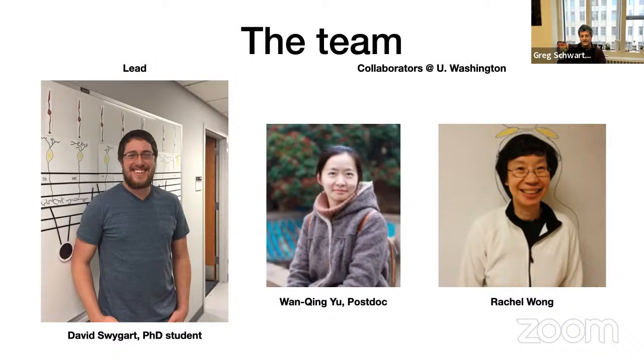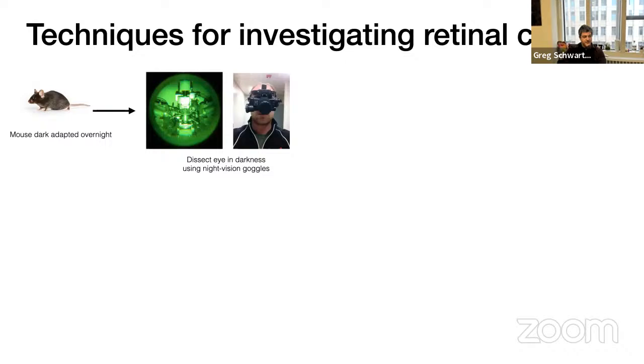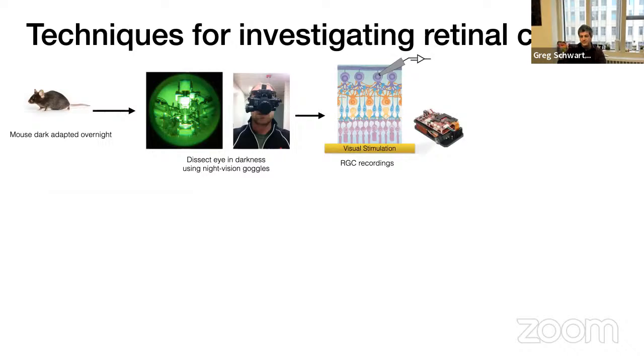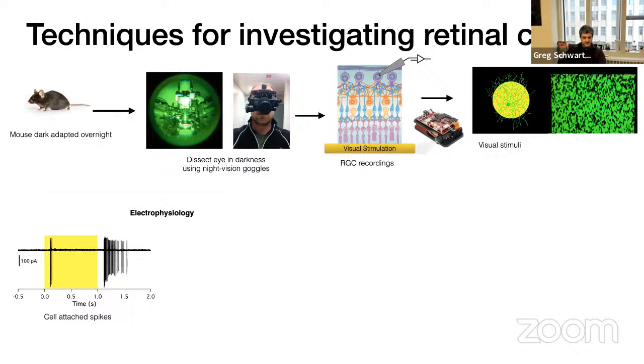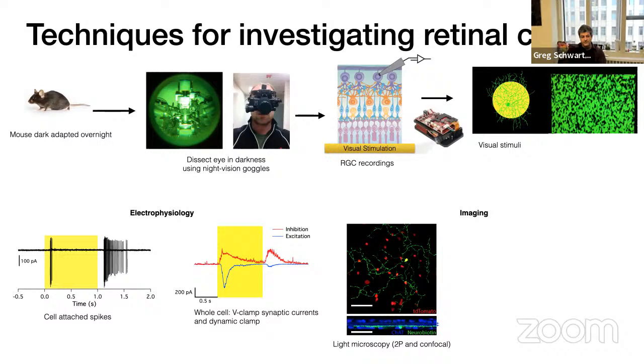Just so we're on the same page, most of you know this, so I'll speed through this slide. We use mouse, we dark adapt the mice overnight, we dissect them in darkness using night vision goggles, and then we present visual stimuli with a digital light projector. We perform electrophysiology, both cell-attached and whole-cell, where we can do voltage clamp, current clamp, and dynamic clamp, and I'm going to show you some dynamic clamp recordings today. And for imaging, post-recording the cells, we can do light microscopy, either two-photon or confocal. And today, I'm also going to show you some EM that we've done with Rachel.